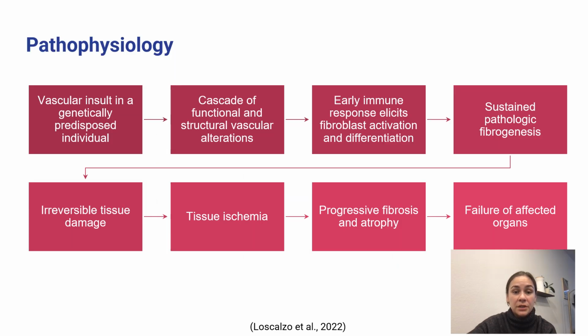The pathophysiology of scleroderma is associated with inflammation and autoimmunity. It begins when there is a vascular insult in a genetically predisposed individual. A cascade of functional and structural vascular alterations occurs. Early immune response elicits fibroblast activation and differentiation, and sustained pathologic fibrogenesis causes irreversible tissue damage, tissue ischemia, progressive fibrosis and atrophy, and ultimately causes failure of affected organs.